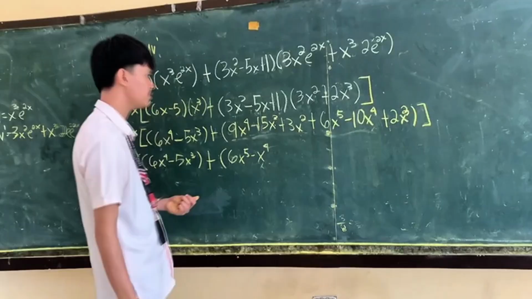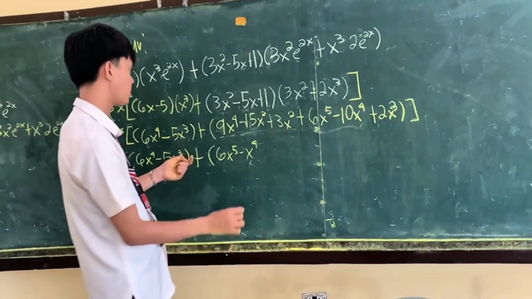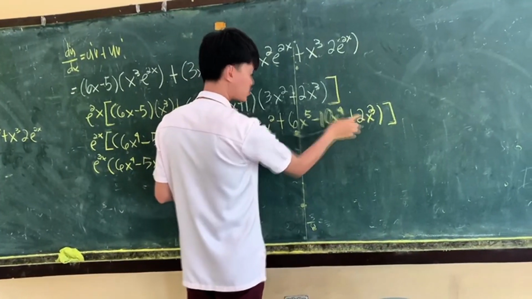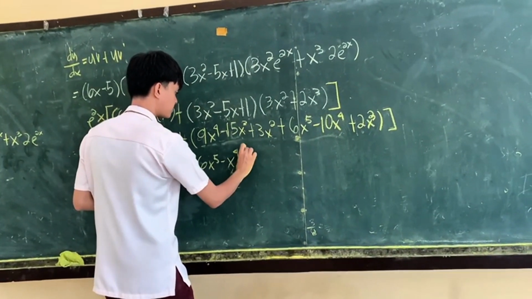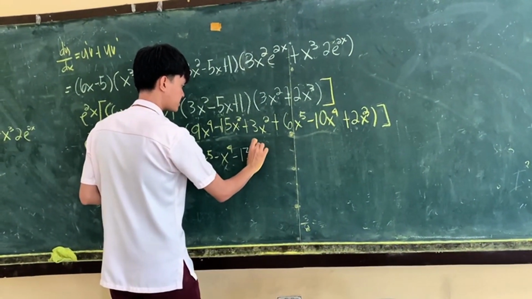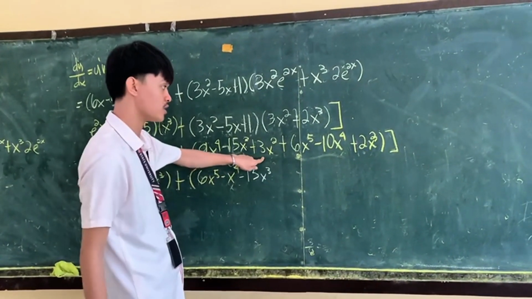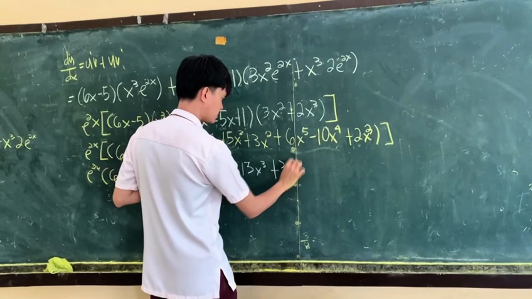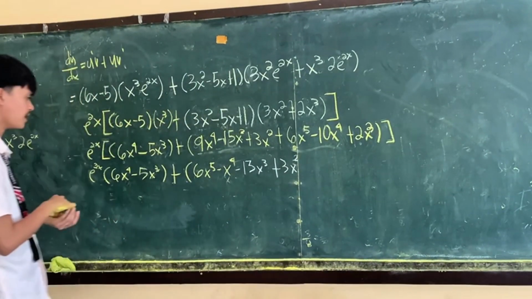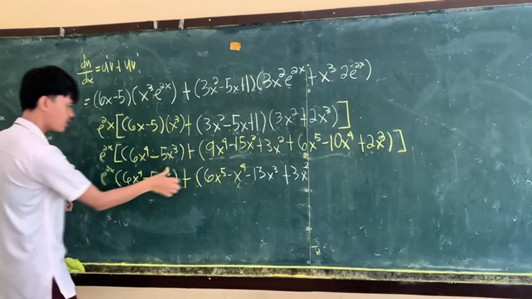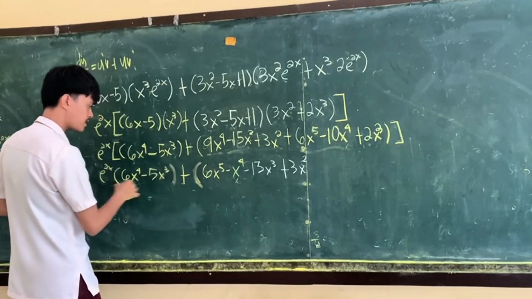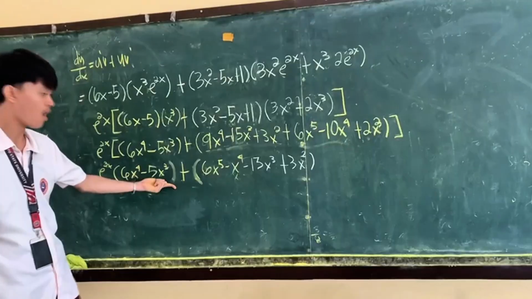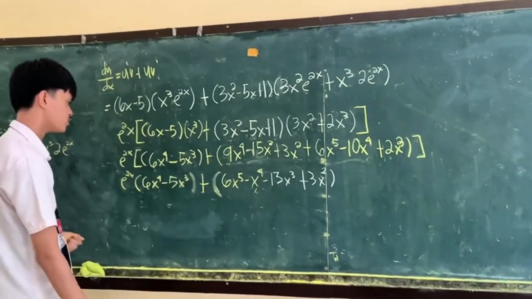And then next what we will be doing is adding this one. This is negative 15x cubed plus 2x cubed. This is equal to negative 13x cubed. And then let's just copy also this one. Plus 3x squared. Now given this, let's remove this one first.